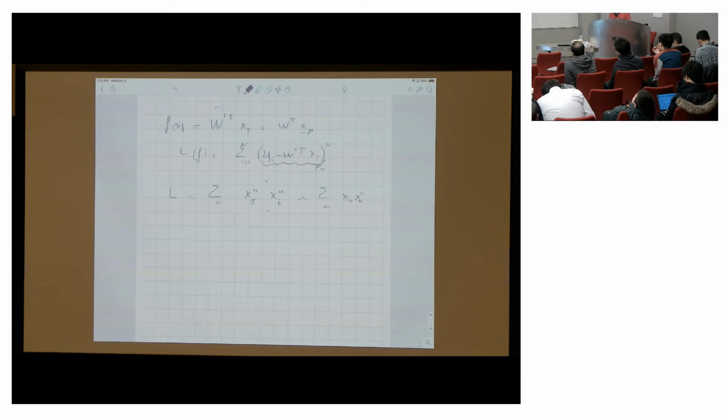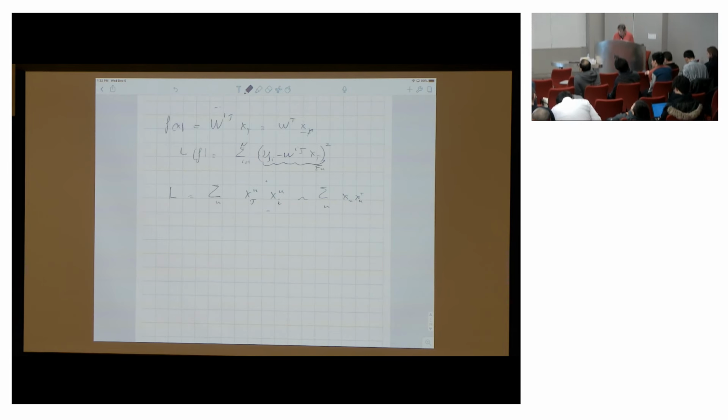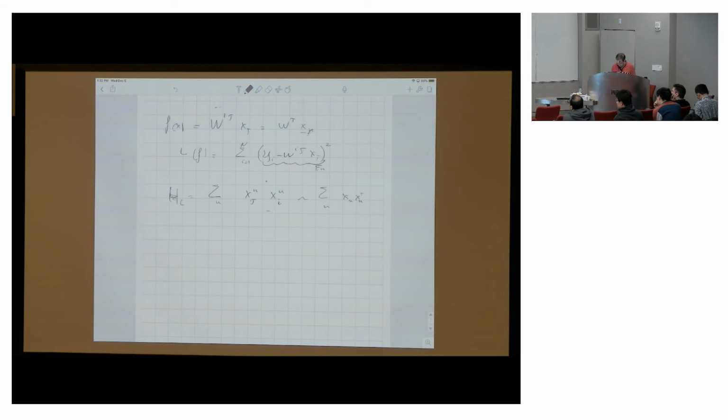Say H, not L. No, this was H. Yes, thank you, first error. It was not a big one, but please keep going. This is the Hessian of L.